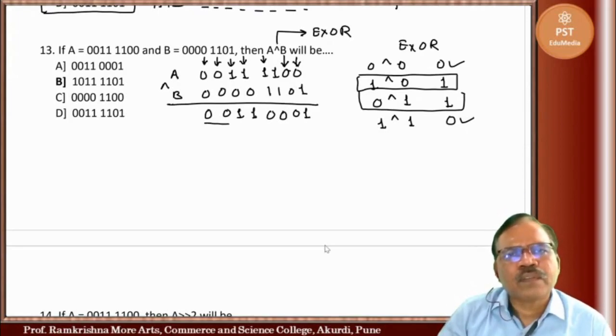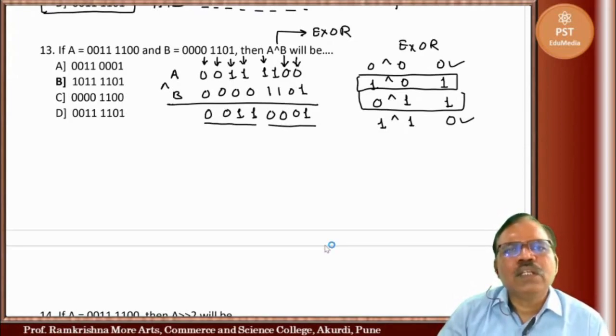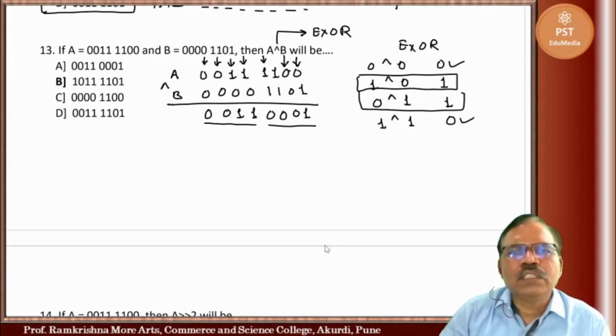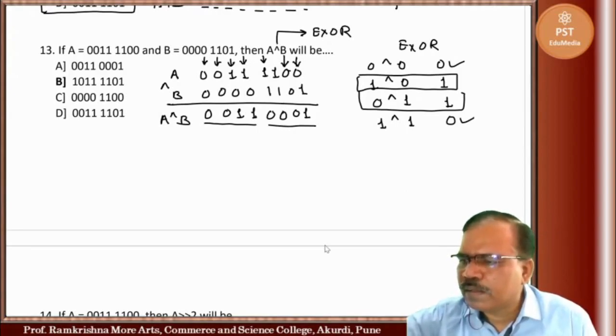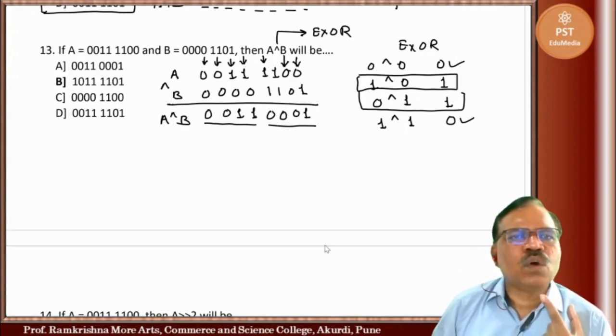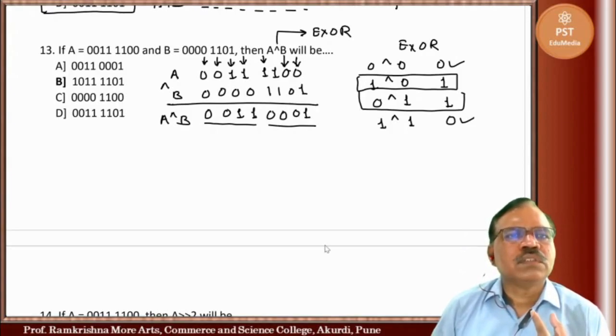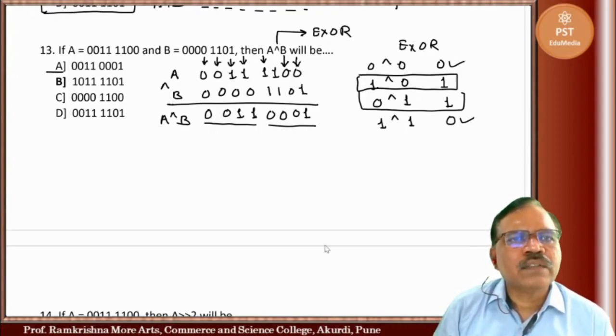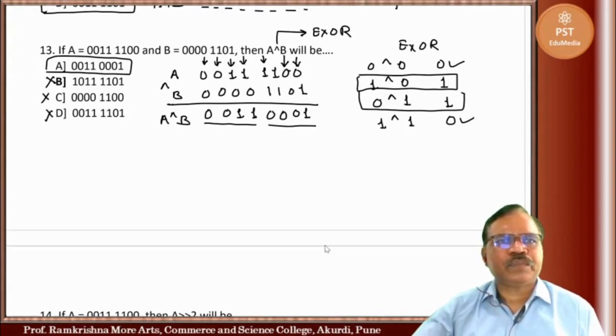So see here, 0, 0, 1, 1, 0, 0, 0, 1. This is A XOR B. So 0, 0, 1, 1 and 0, 0, 0, 1. So here this A is correct. This is not correct. This is not correct. This is not correct.